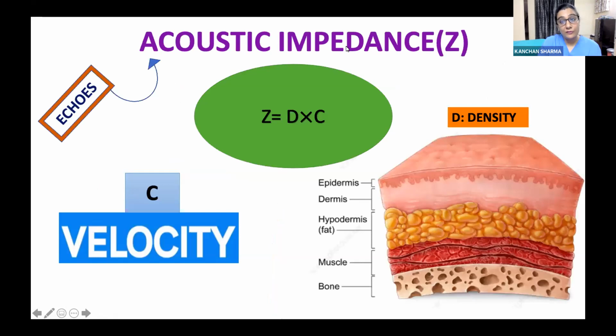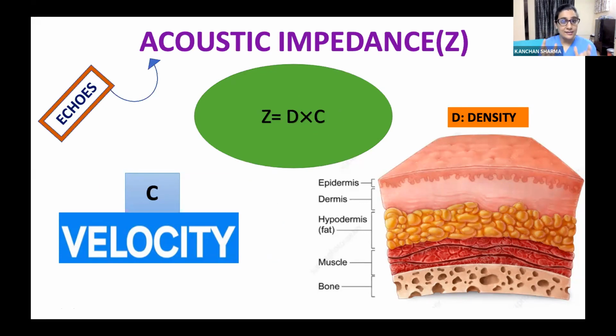Now, we have talked about the reflected echoes, so why do tissues reflect the echoes back to the transducer? The basic mechanism is acoustic impedance. Acoustic impedance is the resistance offered when a wave is traveling inside a tissue, okay? So there will be some amount of resistance offered by this tissue to the sound wave. That resistance we call acoustic impedance, and it depends on the density and the velocity of the sound wave.